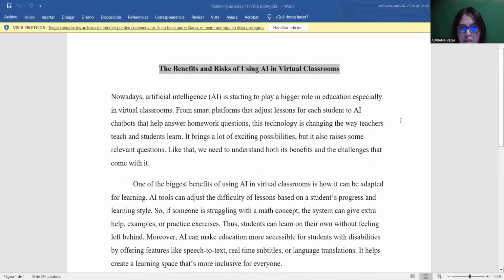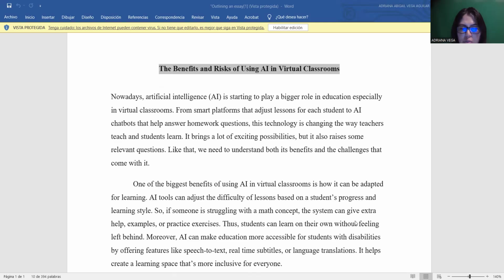Today we are going to explain our essay titled "The Benefits and Risks of Using AI in Virtual Classrooms" and how we use an outline to organize our ideas. I'll start with the introduction and the first body paragraph.